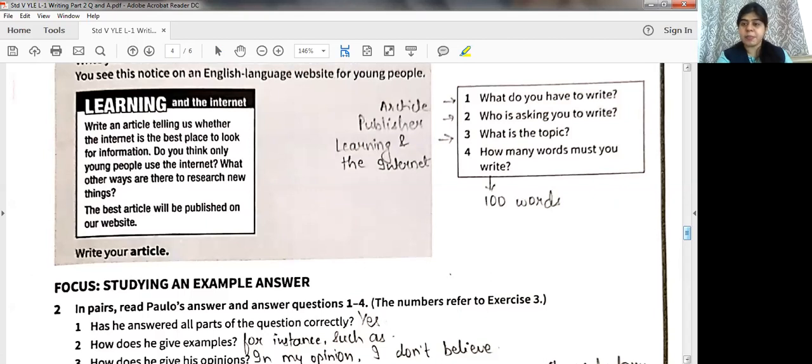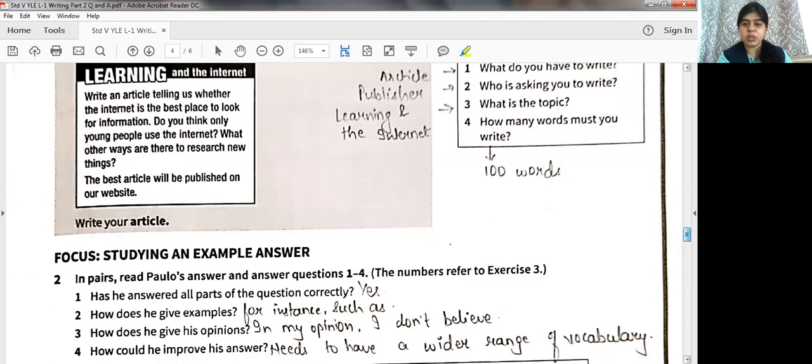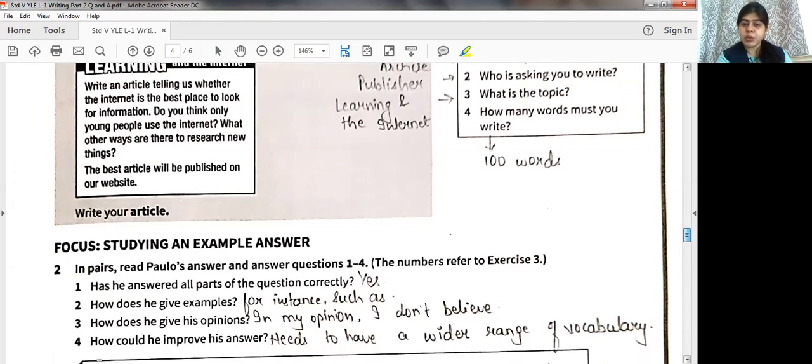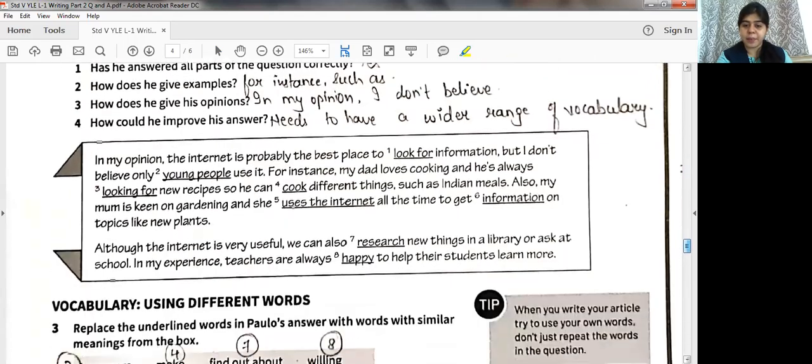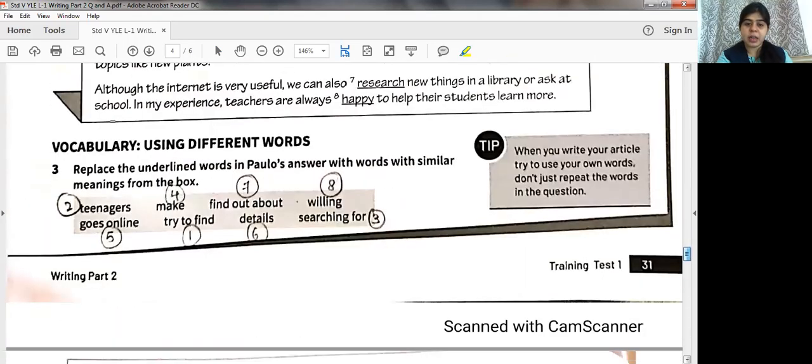Yes, I have displayed the answers for you, students. You can pause the video wherever you want and finish the writing and then move ahead. See how I have done the numbering of it.